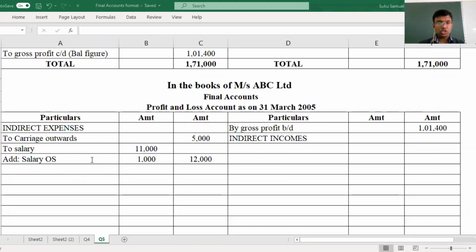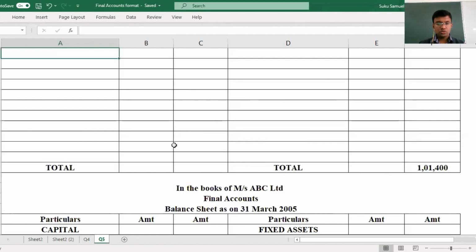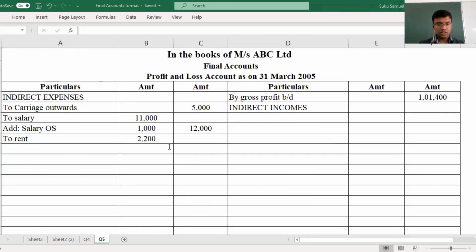Now, which are the other expenses that we have? The other expense that we have is rent. So let's proceed. Rent is 2,200. Rent outstanding is 200, so it has to be added, and together it has to be 2,400.